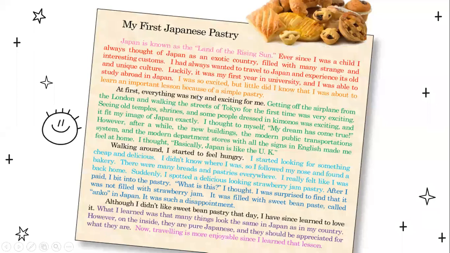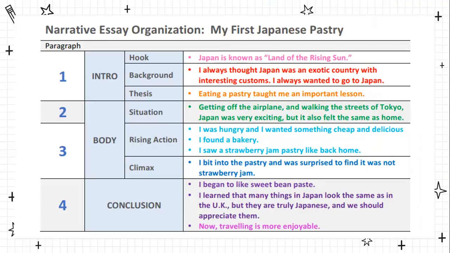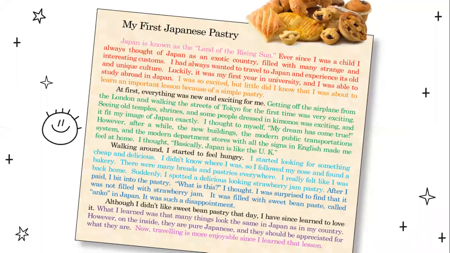So here you can see them, the same colors as here, but written in the format of an essay, okay? Before we start with the first paragraph, I have the title for sure capitalized, My First Japanese Pastry. Now I start with the introduction. First paragraph is the introduction. Okay, let me annotate for you. So here, first paragraph is the introduction. All right, let's read it together.